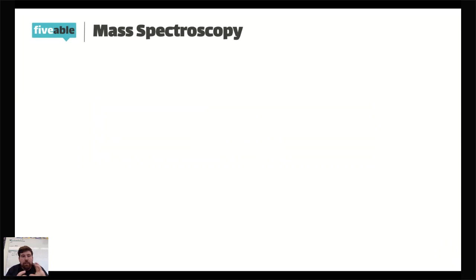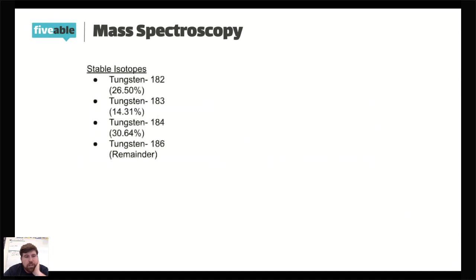So we looked at the individual parts of the atom, right? The atom is made of protons, neutrons, and electrons. The protons and neutrons are in the nucleus, and the electrons are outside. So let's take a look at mass spectroscopy, and we're also going to look at this for tungsten. I'm going to post up some data for tungsten. I want you to look at this data and find the remainder, which is tungsten 186. So here's the data for you. When you get that value, go ahead and comment your answer down below.